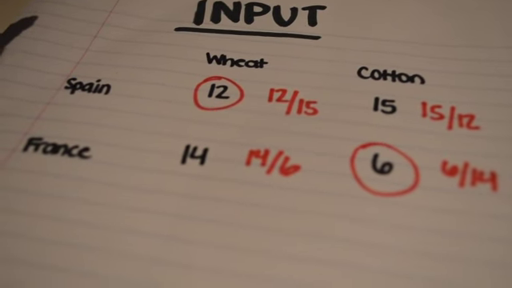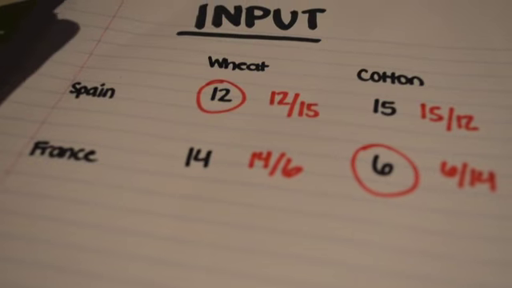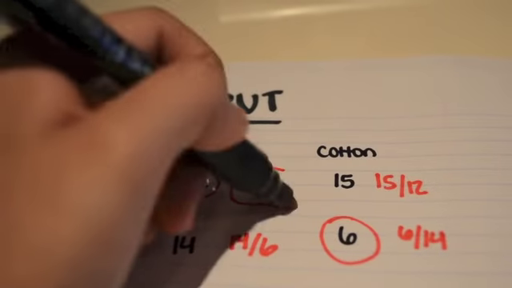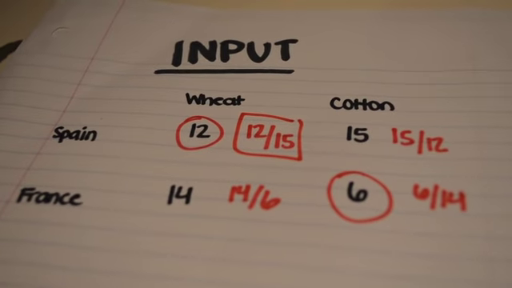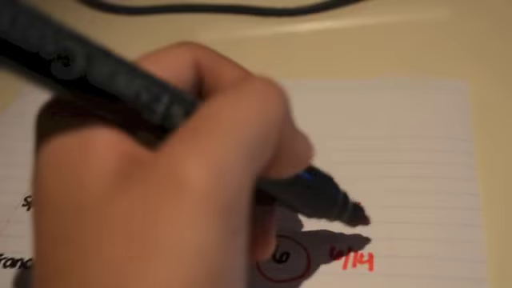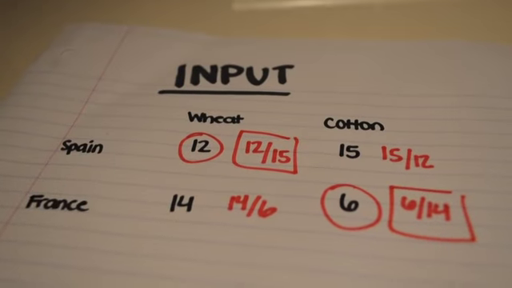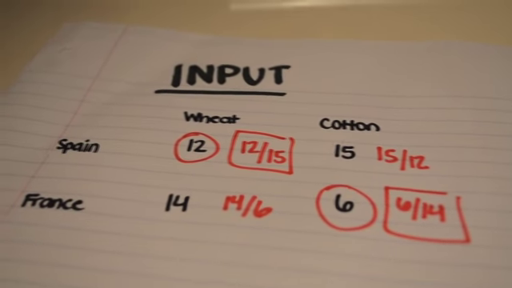Since Spain only has 12 out of 15 and France has 14 out of 6, Spain has a comparative advantage in wheat. For cotton, since Spain is 15 over 12 and France is 6 over 14, France has the comparative advantage in cotton. This means that Spain should produce wheat and France should produce cotton. Just remember, in and under and over and out.